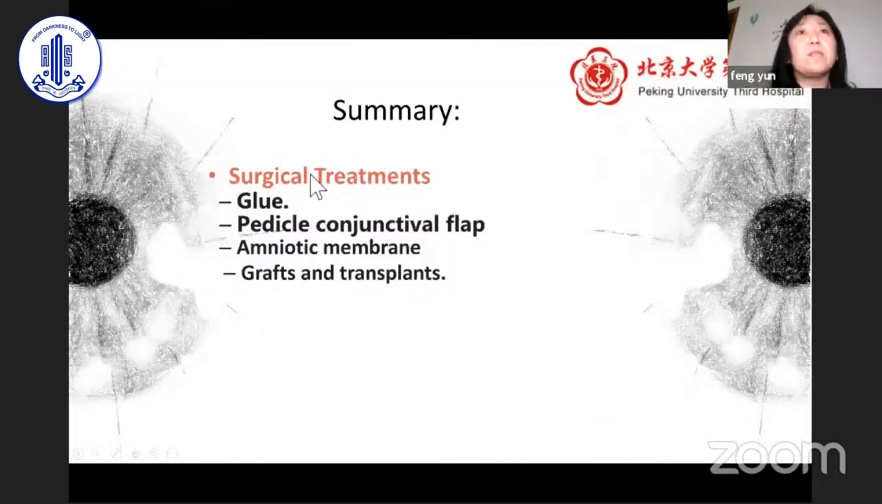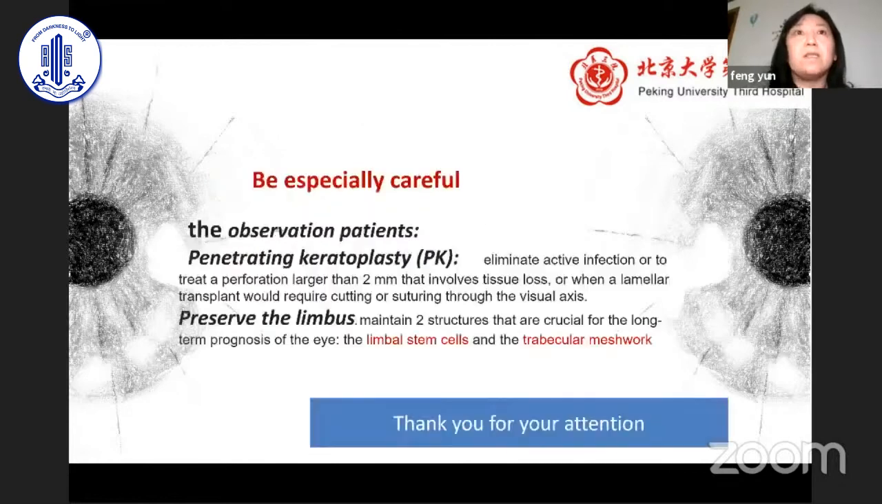So the summary is that we have surgical treatment for small micro perforations, to use glue. For most of them we can use glue, and also a conjunctival flap for the peripheral ones or when infection is suspected. Amniotic membrane transplantation is needed in some cases. So be careful with observation patients, otherwise they may have choroidal hemorrhage and also severe endophthalmitis.